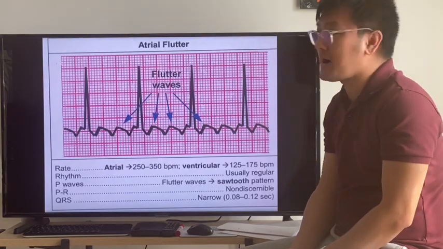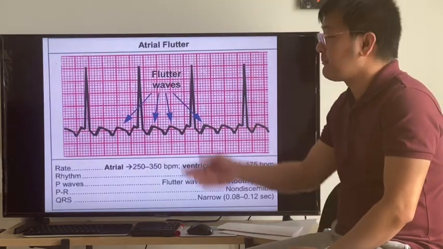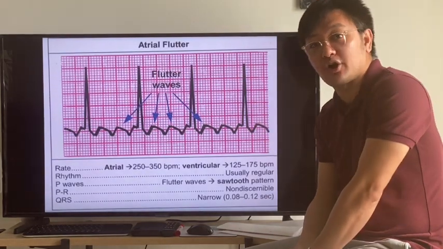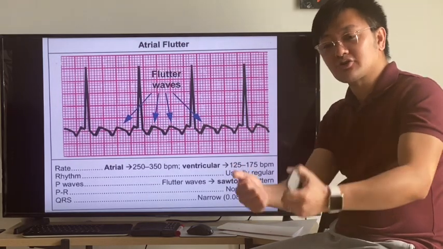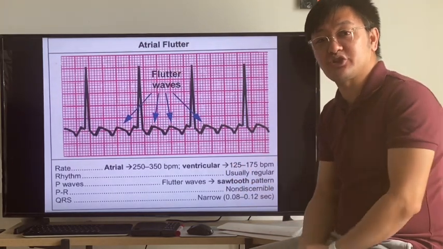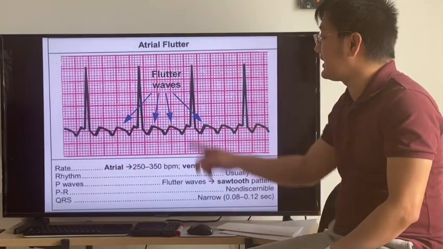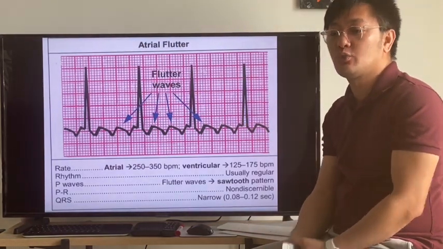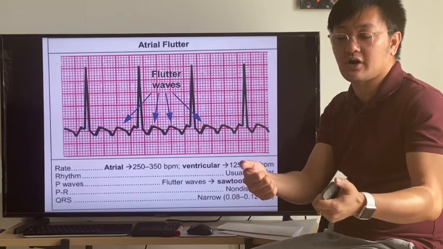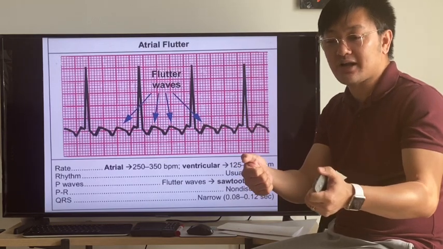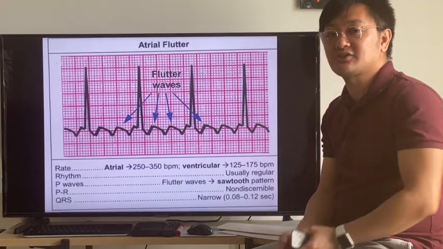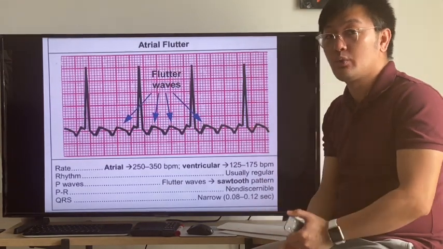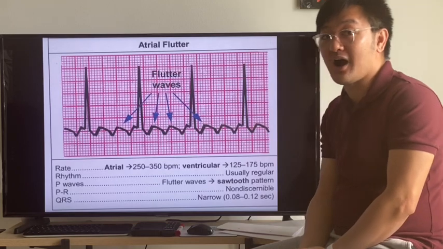So apart from your PQA meds, for a patient with atrial flutter, we also do cardioversion. In cardioversion, we give electric shock to your patient synchronized to the QRS complex, specifically the R wave. So when we do electric shock for cardioversion, we deliver the shock specifically during the R wave or QRS complex. That is why we cannot do cardioversion without a QRS complex, without an R wave.